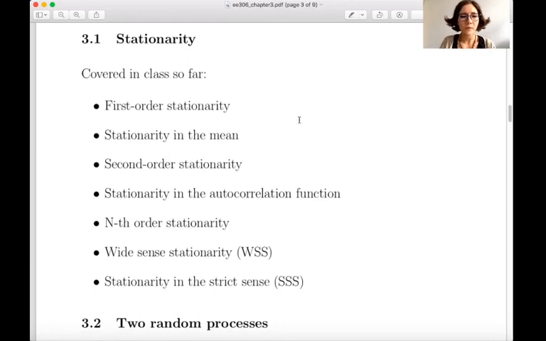Let's remember what we already saw. We saw the concept of first order, second order, and Nth order stationarity in general. We looked at stationarity in the mean and stationarity in the autocorrelation function. If a random process has these two properties, we called it wide sense stationary. Finally, we defined stationarity in the strict sense, SSS, and we solved a couple of examples. This is what has been done in common in all three sections.